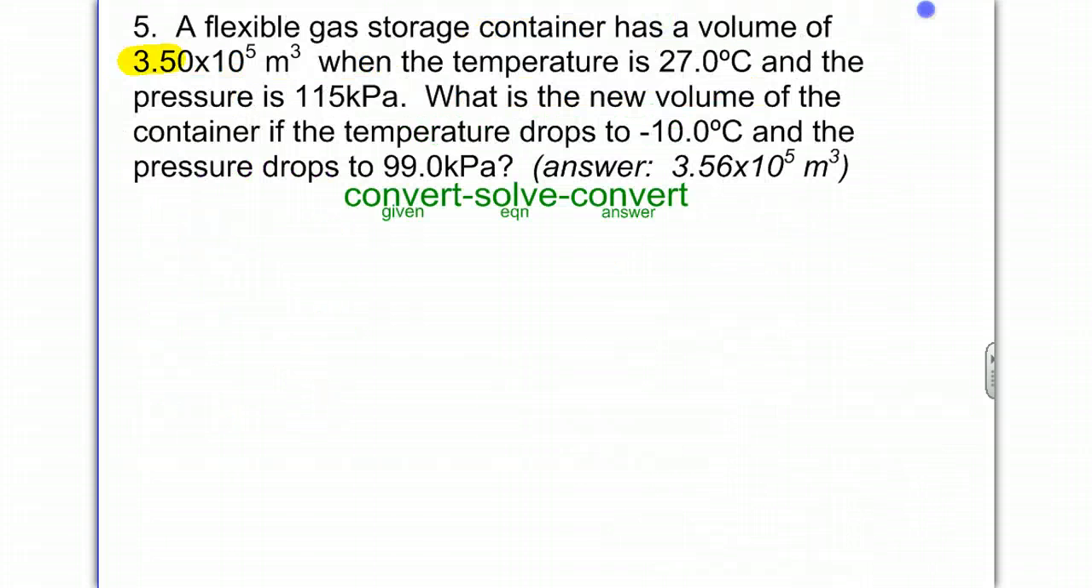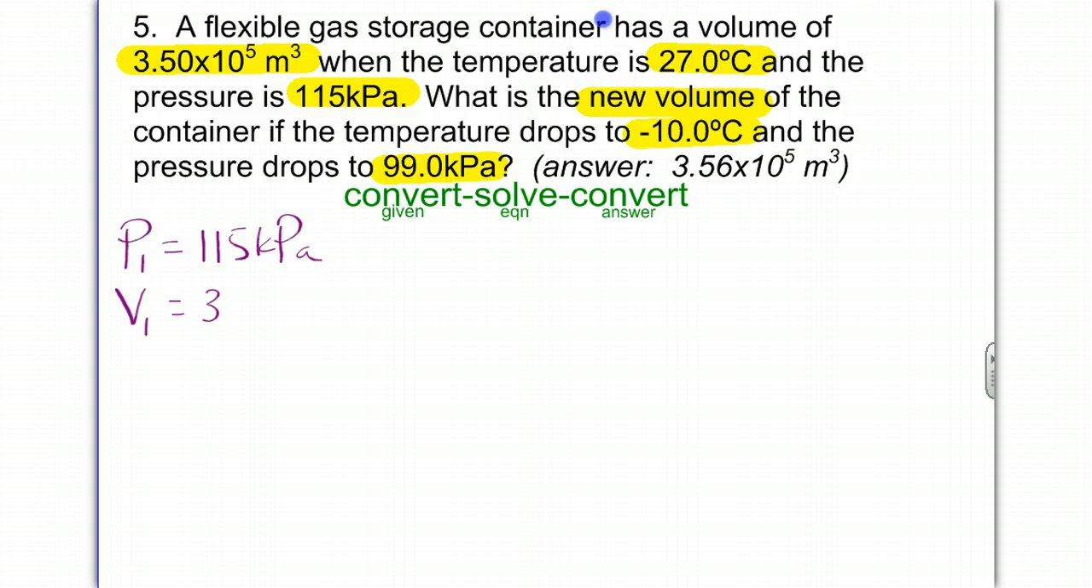This container is 3.50 times 10 to the 5 meters cubed with a temperature of 27 degrees Celsius, a pressure of 115 kilopascals. What is the new volume if the temperature drops to -10, the pressure drops to 99? So we do have a lot of converting to do in this one. We have P1 equals 115 kilopascals. V1 equals 3.50 times 10 to the 5 meters cubed. And T1 equals 27.0 degrees Celsius.